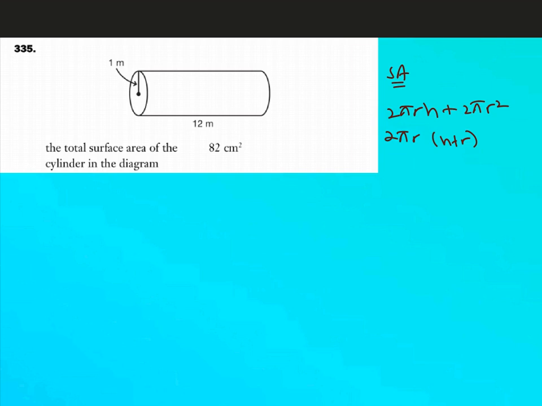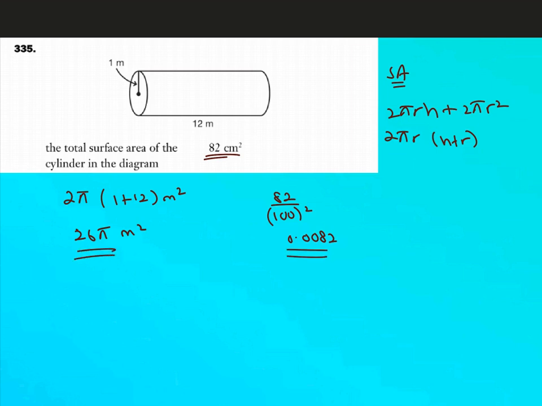So R is 1, H is 12. So if I use the formula, it's 2 pi (1 plus 12) meter squared. So that's 2 pi times 13, 26 pi meter square. Now this is quantity A. Quantity B is 82 centimeter square. Now the units are different. To compare them, I'll have to bring them in the same unit. So if I convert this into meter, I'll have to divide this by 100 squared because it's centimeter square. And this clearly has to be 0.0082, which is way less than 26 pi for sure. So clearly it's A.